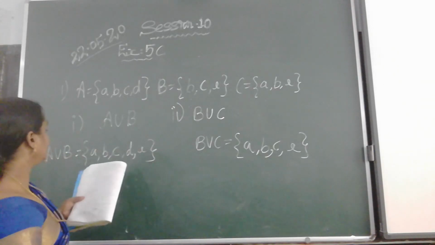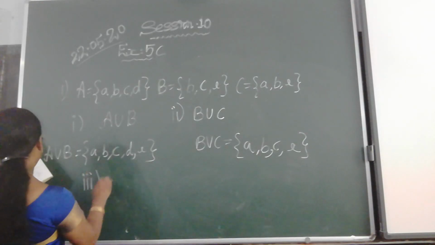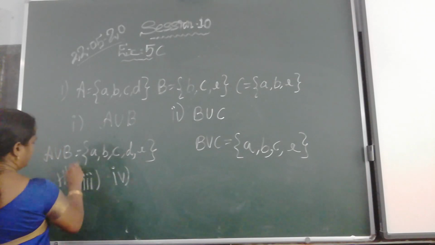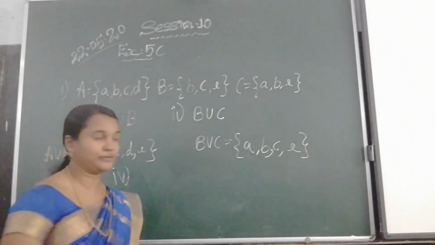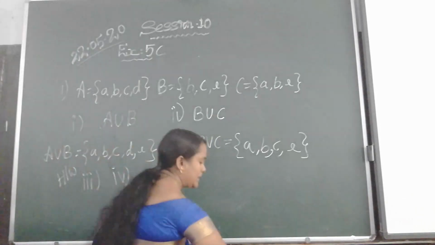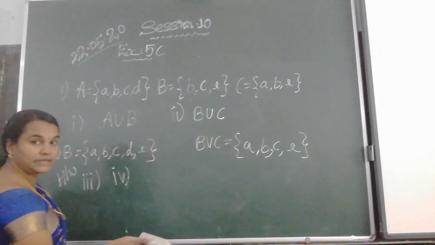Now children, for the third and fourth questions on this page, you just have to find the answers the same way. That will be the homework for you. Both the questions are homework for you. The same way: repetition don't write, write the remaining. Okay. Now for the intersection question, I will solve the first one. Okay. Completed.